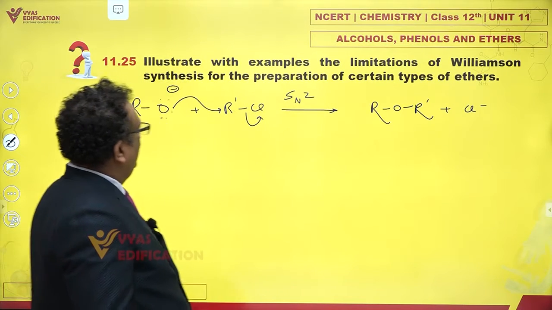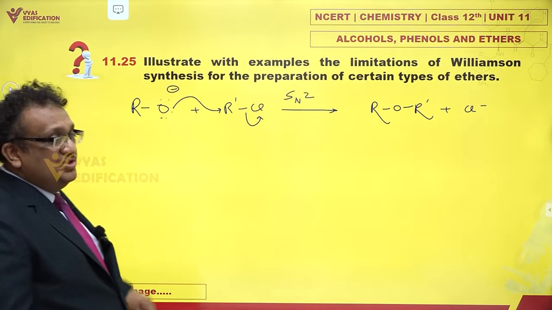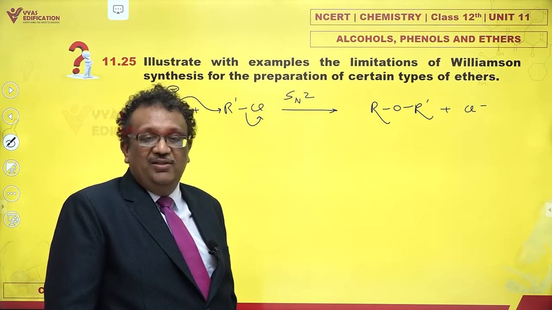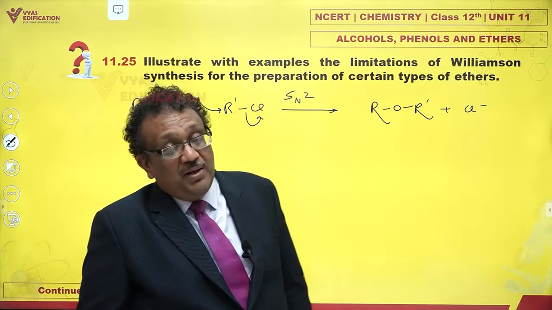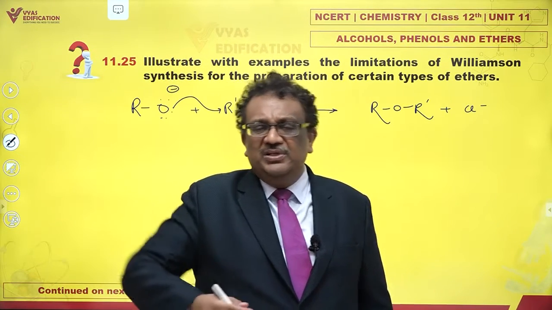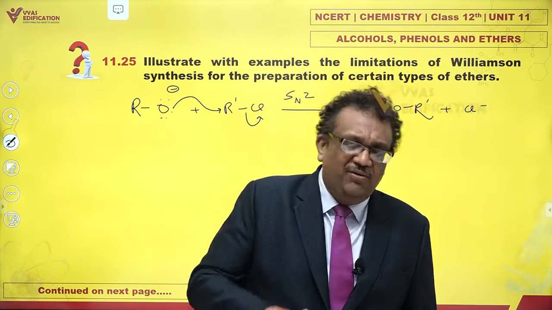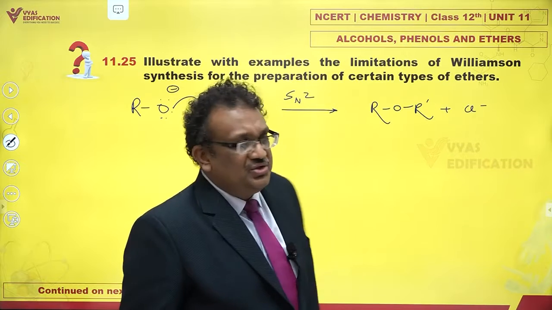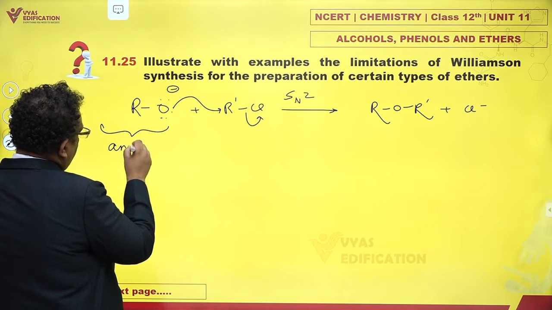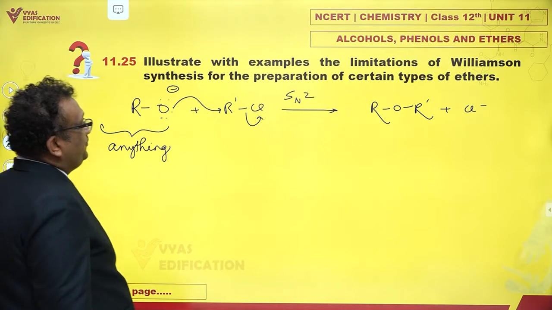Okay, fine. Now, which are the cases which won't work? Do I have any constraint on RO minus? Actually none. It could be just anything. Alkyl group could be primary, secondary or tertiary. It could be present even at a bridgehead position. It could be aryl group, benzene ring, whatever. There is no constraint. It can be absolutely anything, as long as it is an alkyl group.